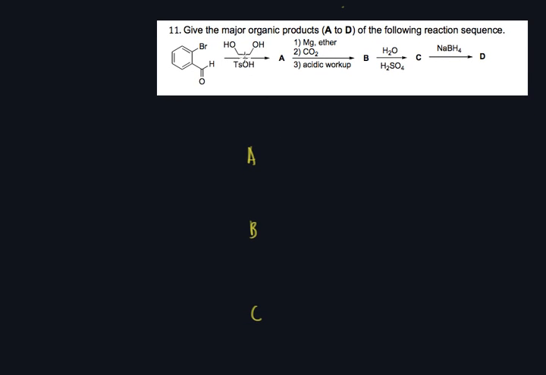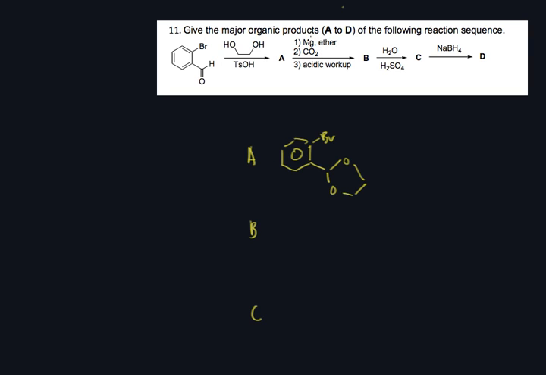Moving down, number 11 is pretty similar to that, and so we'll go through it. Product A, you're going to add a protecting group to this aldehyde. And so it's going to look like this. And then Mg ether and CO2. I'm going to combine all this into one step.